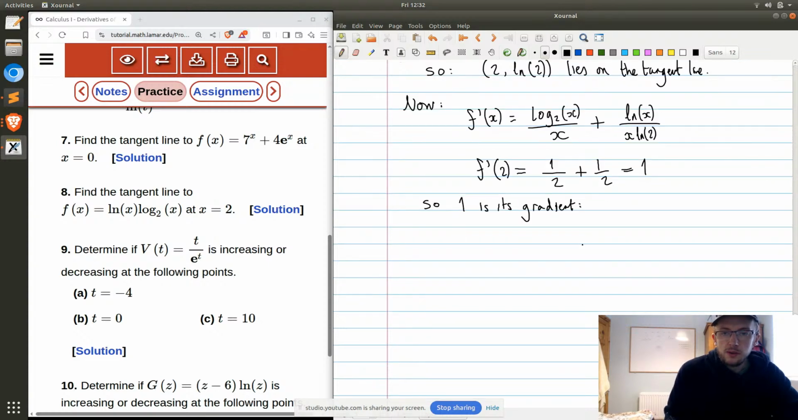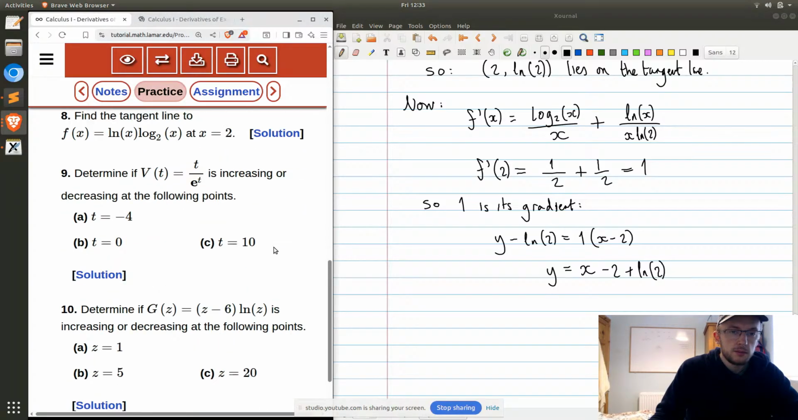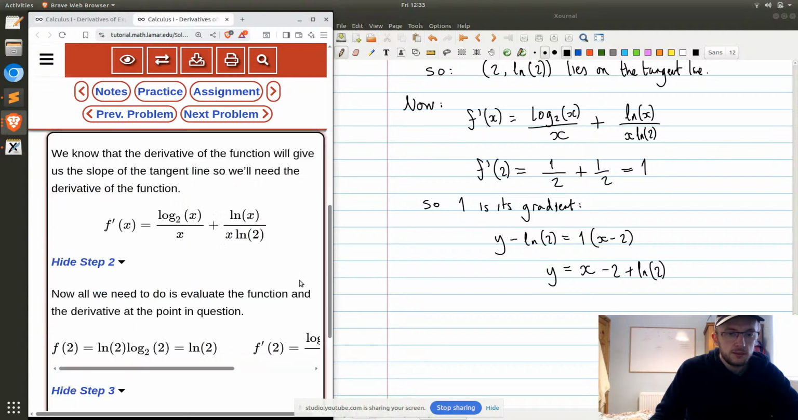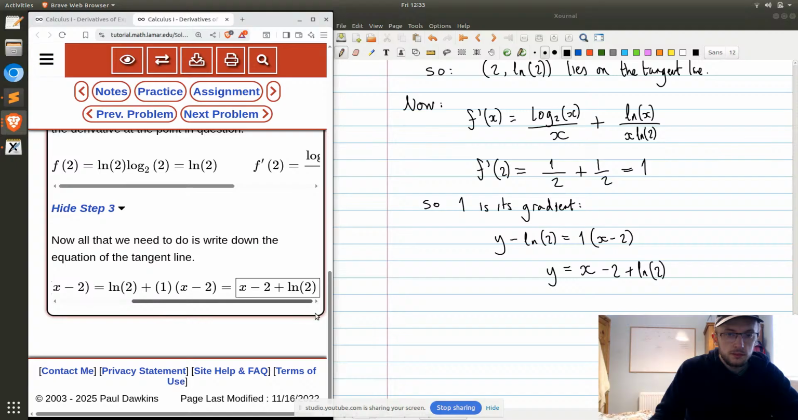Then y minus y1 equals m times x minus x1. And y minus ln 2 is 1 times x minus 2. So y is equal to x, and then you have minus 2 plus ln 2. And that should be good. But we have to check. Everything has to be checked. Great. Okay, that's correct.